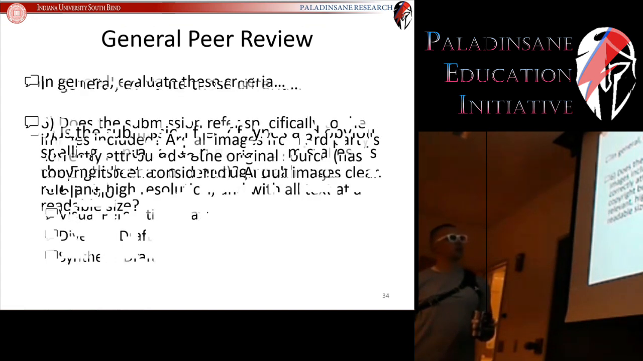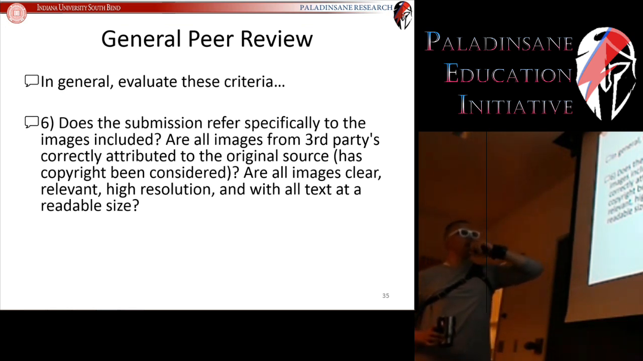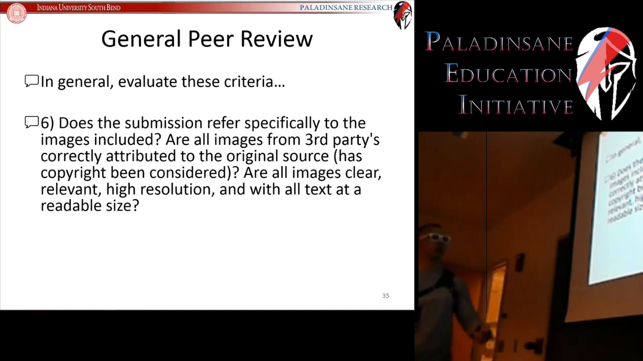All right, I think this might be the last of the... Oh no, this is a big one to remember. Does the submission refer specifically to images included? So if you are going to use images, figures, or diagrams, I highly recommend it. I'm a very visual person. I love articles that have visuals in them. I think it really helps.